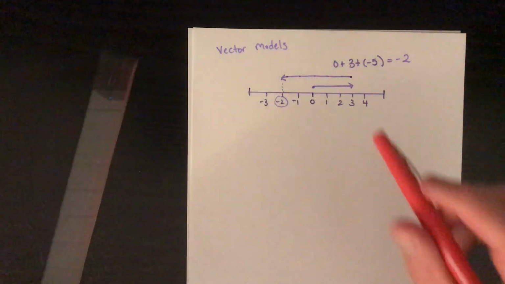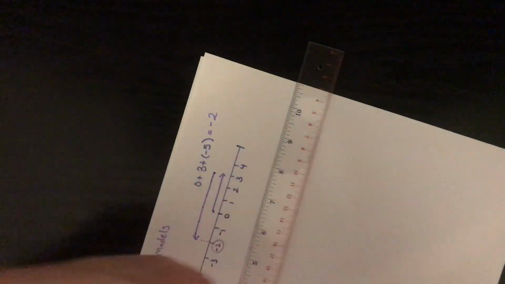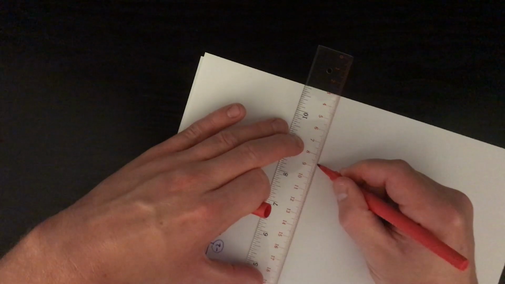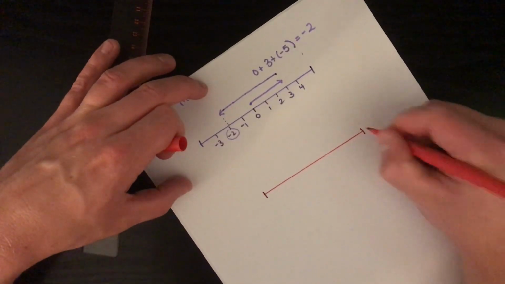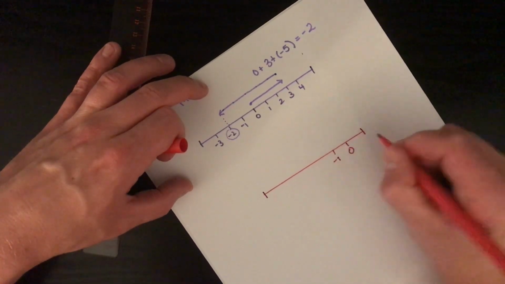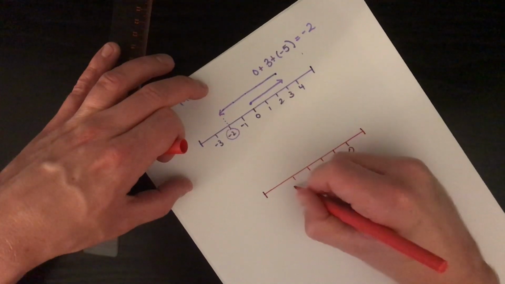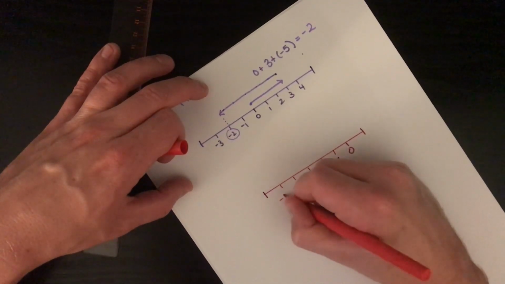There was one kind of important thing to see about that, well, actually there were two. So this helps with one. Let me draw another vector model real quick so that I can refresh your memory on this other thing. This time I'm going to put 0 way over here, and I'm going to focus more on the negative numbers this time. So -1, -2, -3, -4, -5.